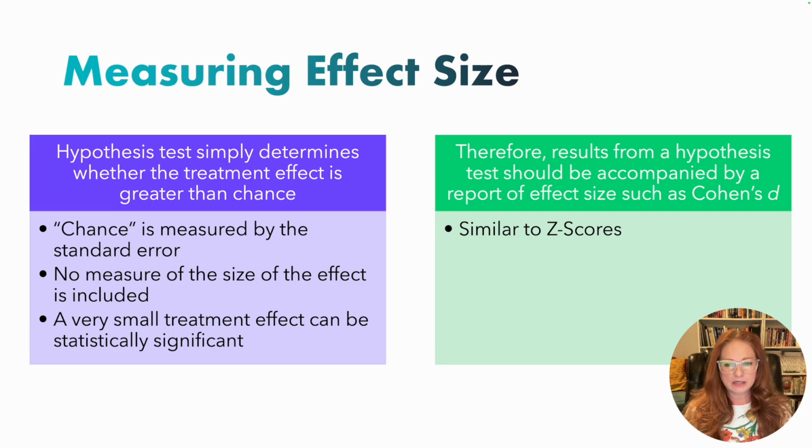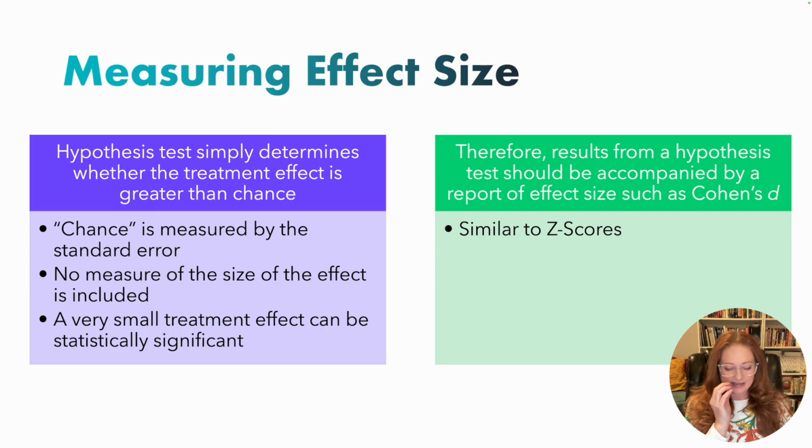Effect size. We're going to stick with Cohen's d. Okay. So hypothesis test simply determines whether the treatment effect is greater than chance. Let me say that part again. Hypothesis test simply determines whether my treatment effect, what I did when I manipulated that independent variable, is greater than just chance. Okay? And chance, in statistical terms, is measured by standard error. So no measure of the size of the effect is included in the hypothesis test. So you have to do it as a separate part of your analysis. Okay, and again, please keep in mind that a very, very small treatment effect can definitely be statistically significant.